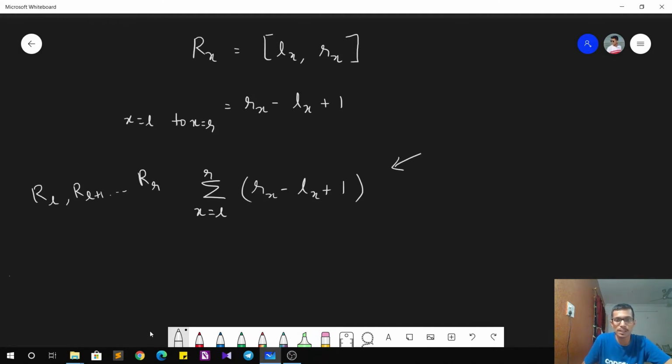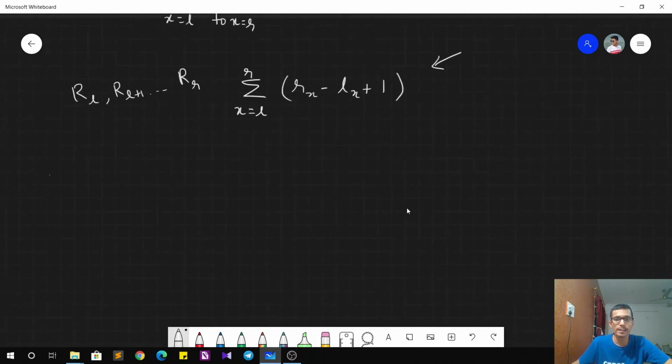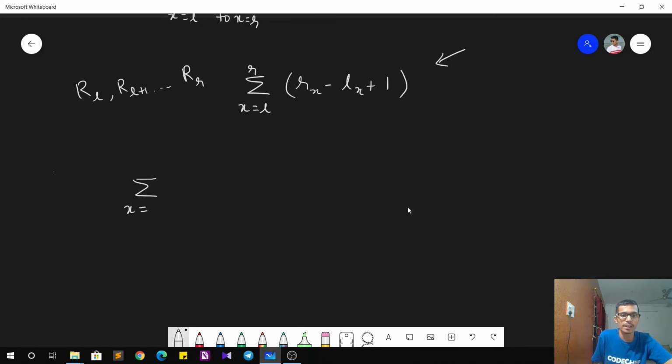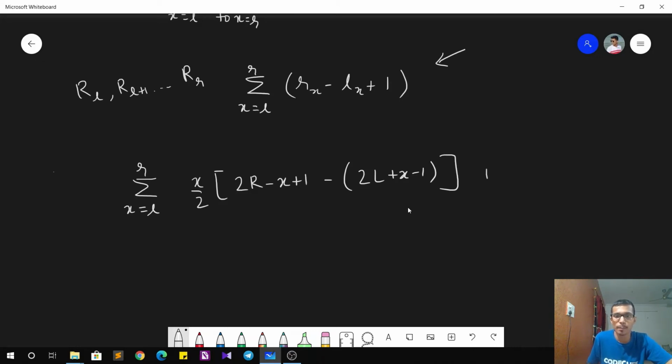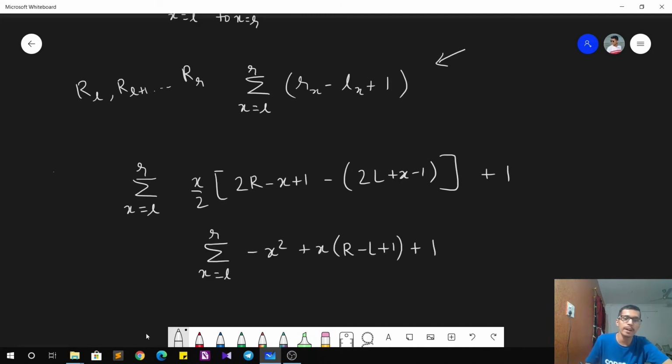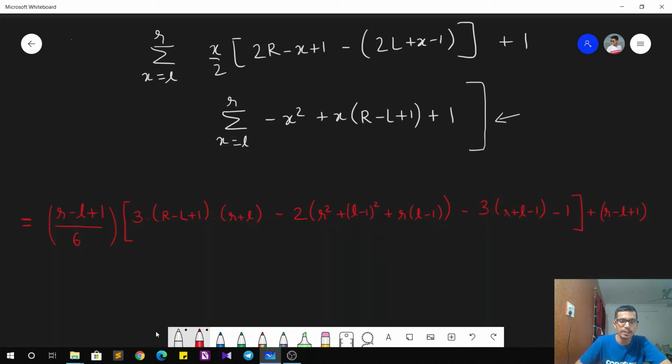So if we plug in the values in this formula, what will we get? We will be getting summation x equals L to R of x by 2 times (2r minus x plus 1), and then minus (2l plus x minus 1), and a plus 1, right? So we will be getting this. After simplifying this, factorize 2. Now maybe you can take a pen and paper and try to derive what the formula for this summation will be. I'll be directly writing the formula now. So the formula comes out to be as follows. So yeah, this is basically the formula that you get on solving this whole summation.